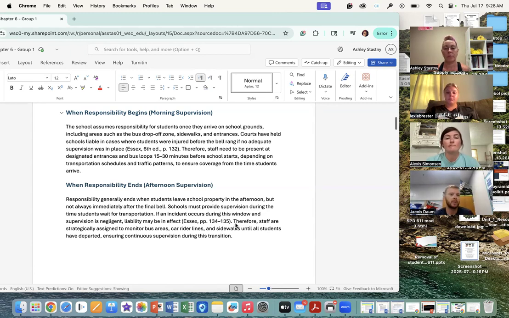You still have a duty of care, even if it's 7:30, 7:45, 8 o'clock, to make sure that that kid stays safe. And especially in the winter months, you are staying with the kids or letting them into the school if it's too cold.